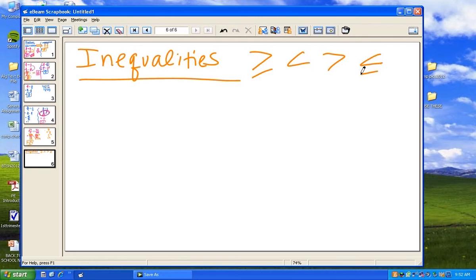Okay, so our inequality symbols are the greater than or equal to, the less than or equal to. You can also have just less than and you can have just greater than. Write them down. You need to know these. If it has an equal sign, we call it an equation, an equality. Inequalities don't have equals. They have these inequality symbols. Okay?